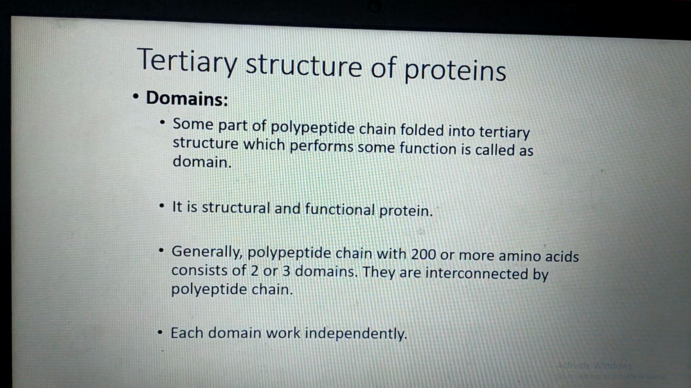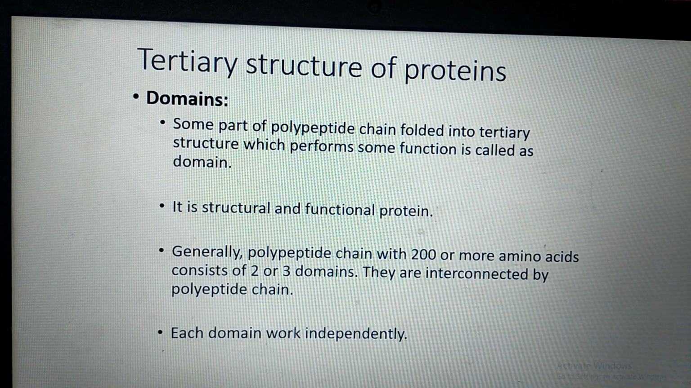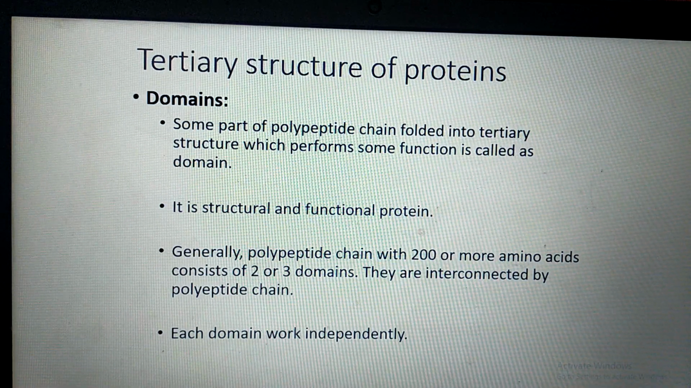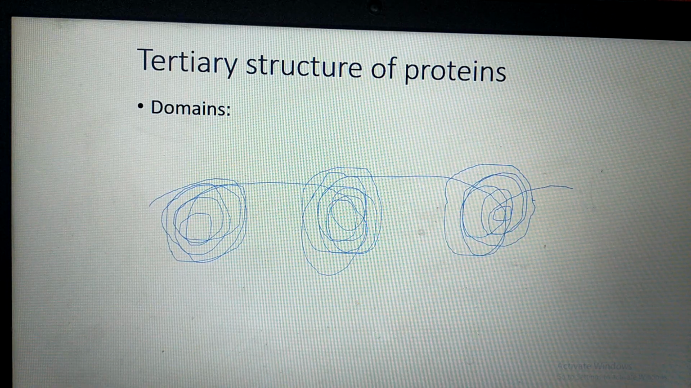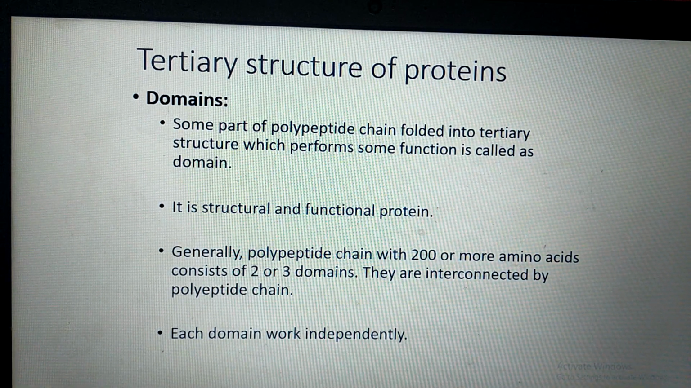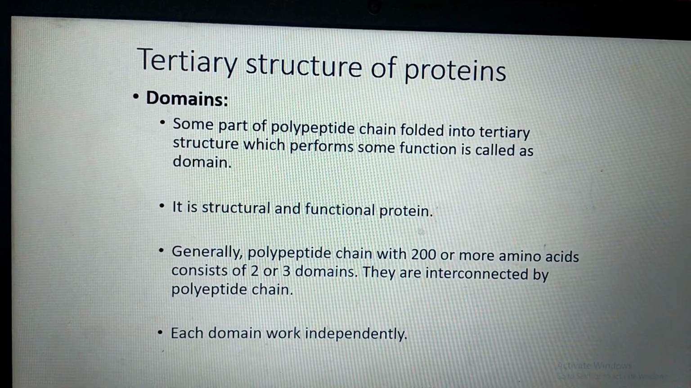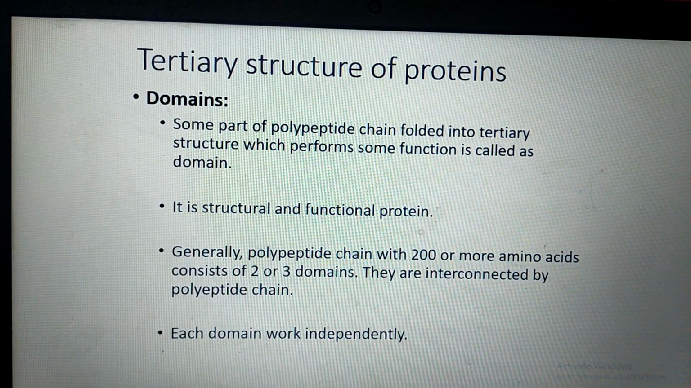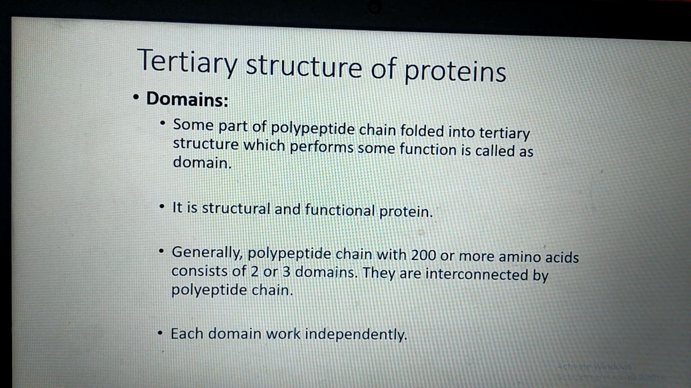Now what is meant by domains in the tertiary structure. Now the polypeptide chain is long. See this figure. This is a single polypeptide chain. Now this polypeptide chain is very long. So what will happen? This polypeptide chain is folded into 3 or 4 domains. So some part of the polypeptide chain folded into a tertiary structure which performs some function is called a domain. It is a structural and functional protein.